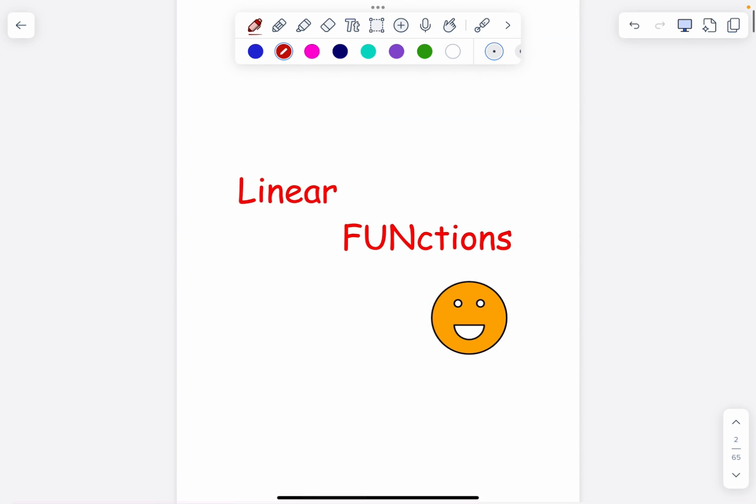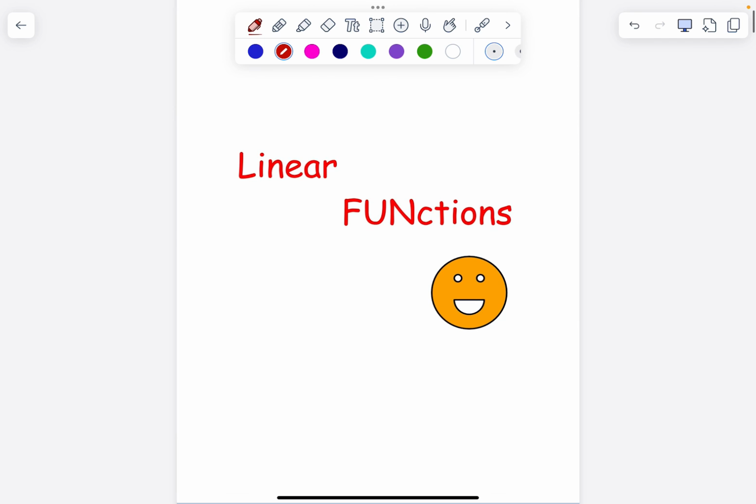Well, our new unit, Unit 3, this is a little bit tongue-in-cheek here, but this unit is all about linear functions, okay? And so I highlighted the fun in functions.